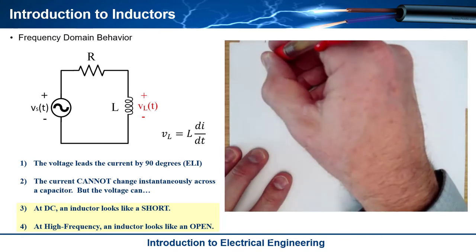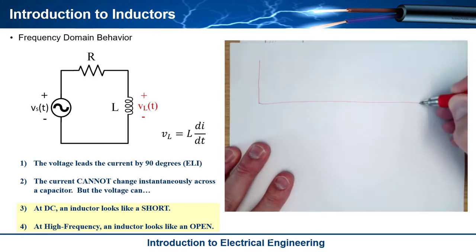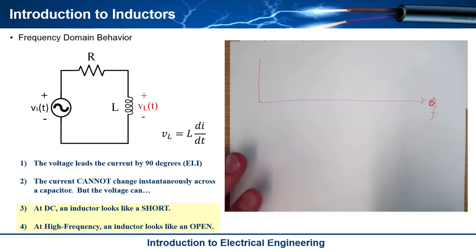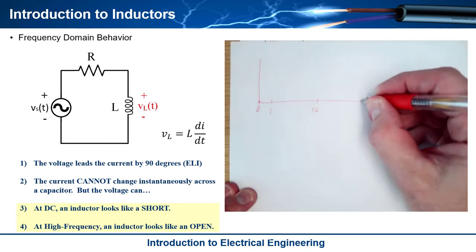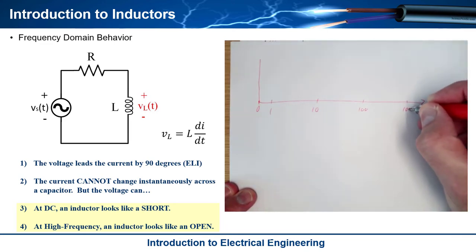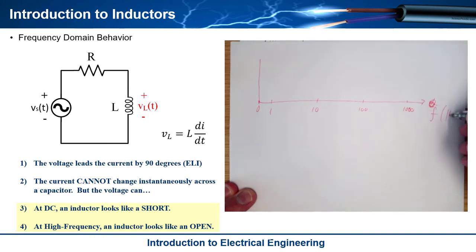But let's consider this for a second. Let me do a plot versus frequency. That's frequency, okay? And what I want to do is start with 0, and then 1, and then 10, and then 100, and then 1,000. And this is in hertz.